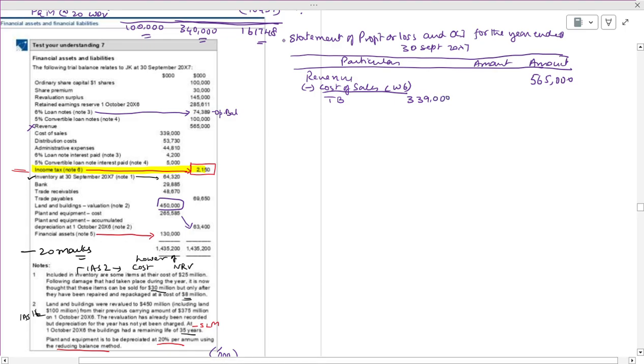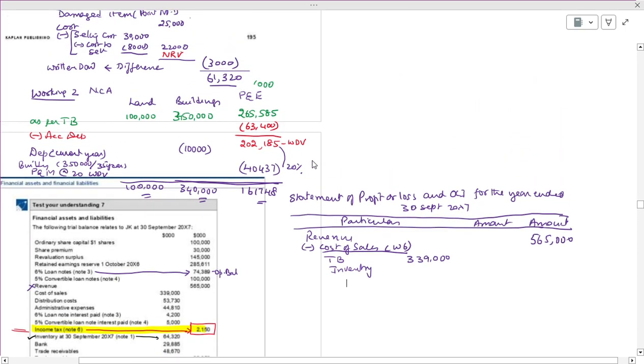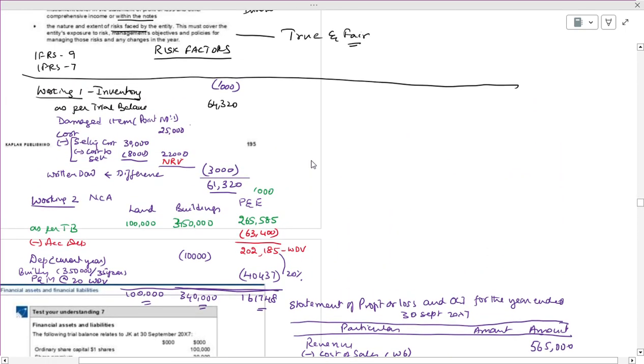339. Is it right? Yes. Now inventory, how much do you have? This is the cost. We have done inventory. How much is the inventory written down? We have written down inventory. How much? Working 2, not 1. Working 1. How much is the inventory written down?